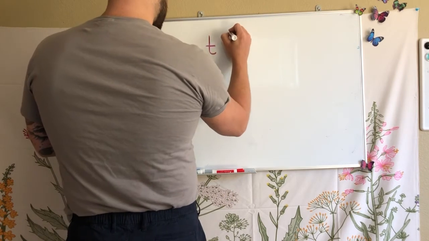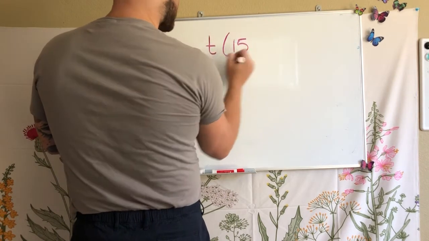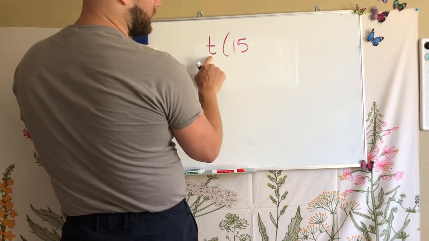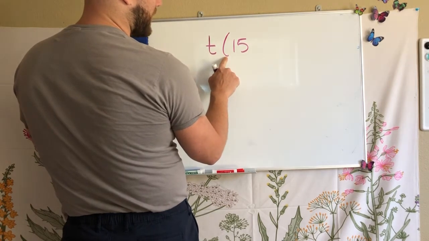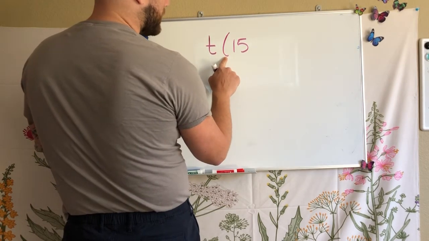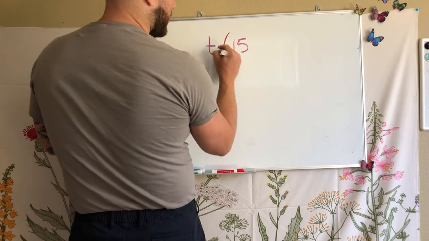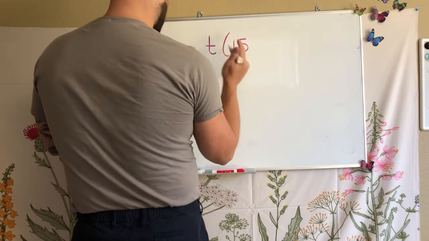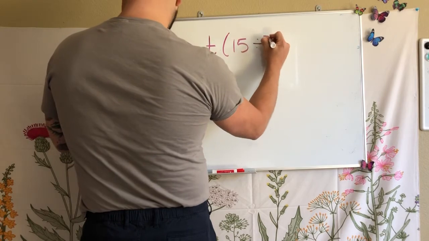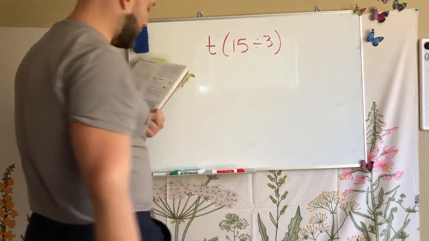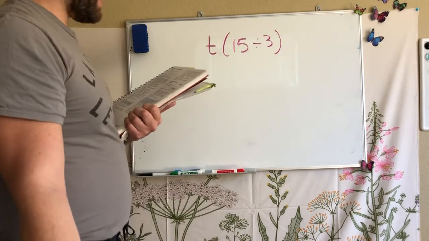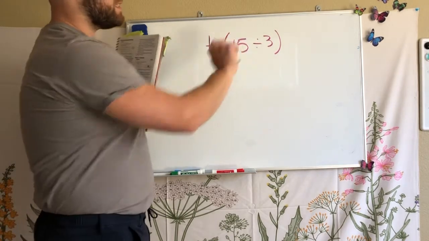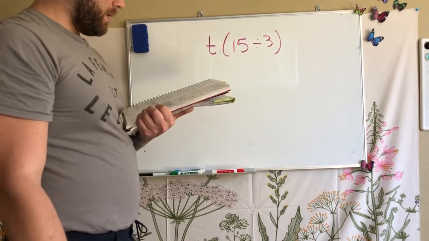T times the quantity. Remember, if it's whatever's on the outside next to a parentheses, that means times. We just don't need to put the symbol in there because we already know that, right? Don't need that in there anymore. Divided by 3. I'll say it again. T times the quantity, in parentheses, 15 divided by 3.